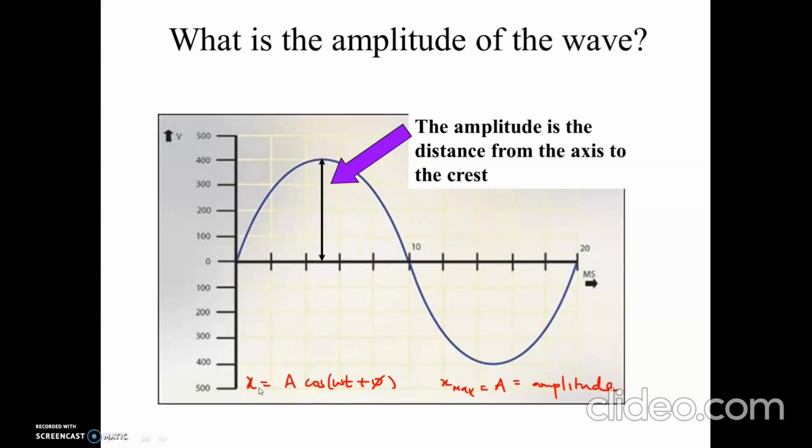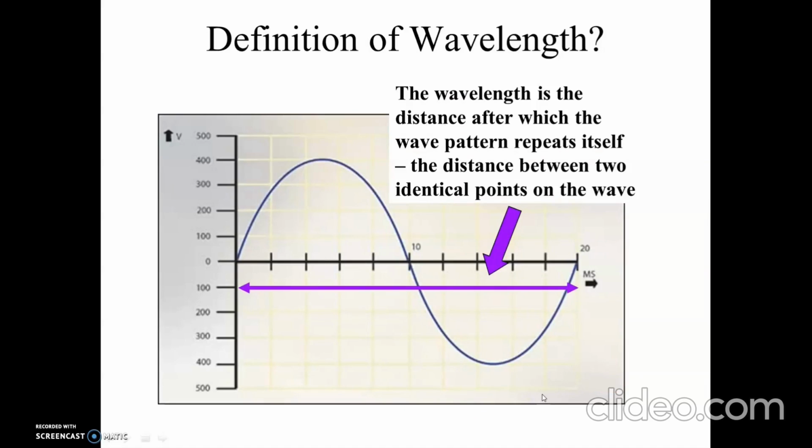Maximum displacement x will be given as the value when this cosine term is 1, and that will give you a value of maximum displacement as A, which is what we are calling the amplitude of the wave. The wavelength is defined as the distance after which this wave pattern is essentially repeating itself. The wavelength lambda will be equal to this length from the point 0 all the way to this point 20.